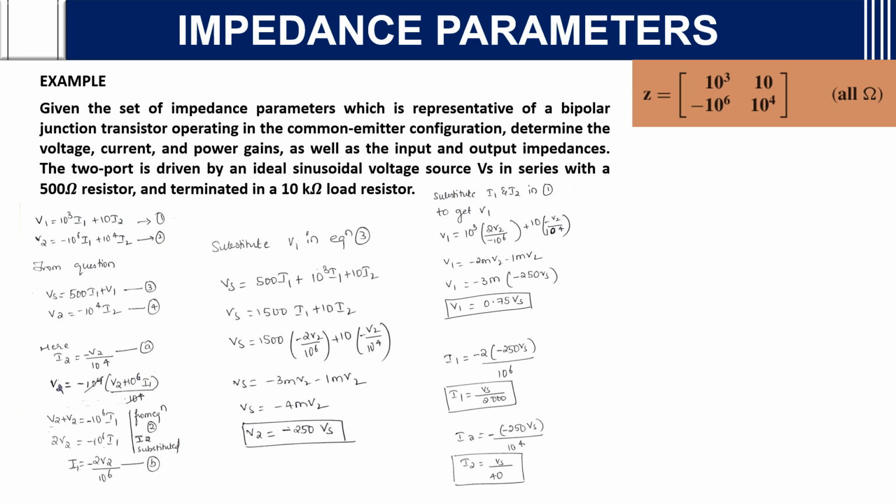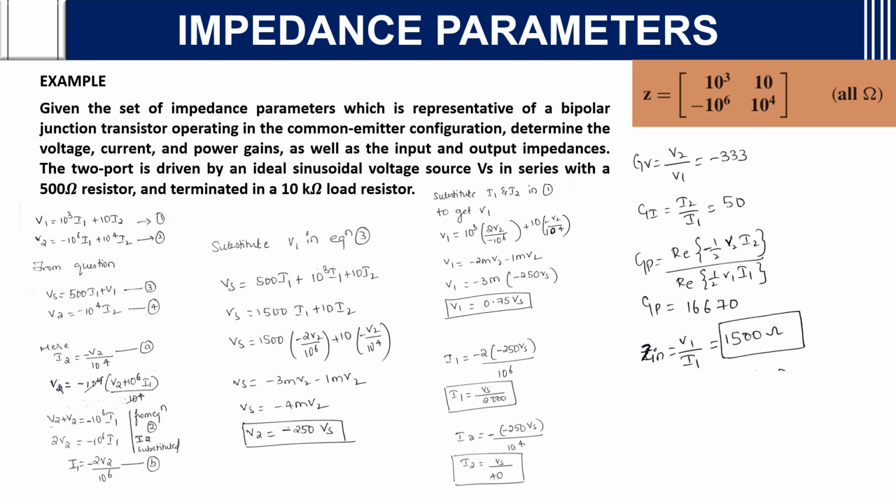Now we need to find voltage gain, current gain and power gain. Voltage gain GV is equal to V2 by V1. If you substitute V2 and V1 values, you will get minus 333. Then GI, current gain, is I2 by I1. If you substitute values, you will get 50.